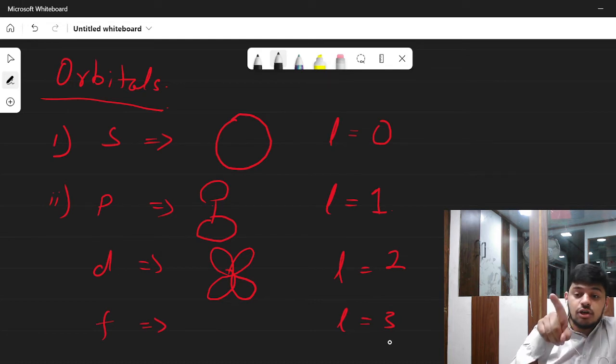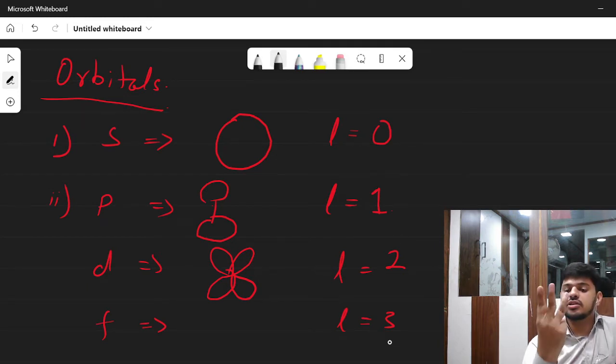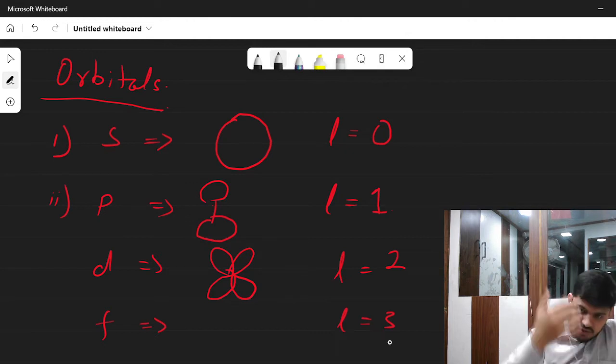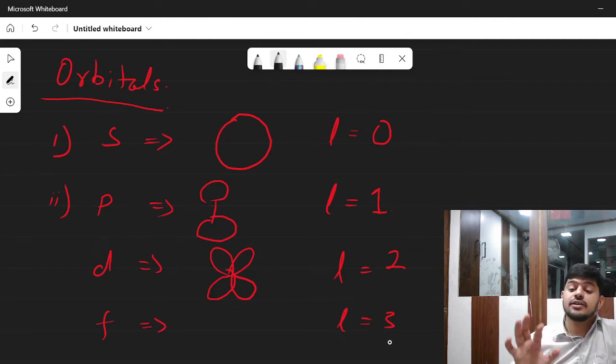Now, if we talk about the first shell, it has only s. The second shell has s and p. The third shell has s, p, d. The fourth has s, p, d, f. And the fifth has s, p, d, f, and so on, up to the sixth. Okay, so this is how.